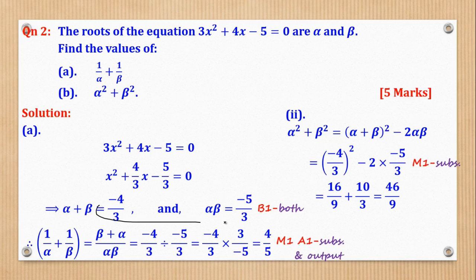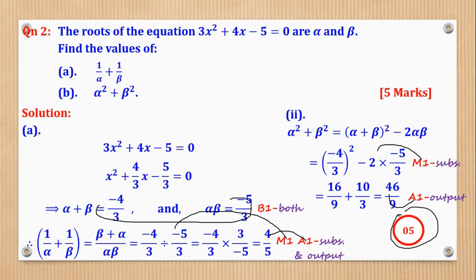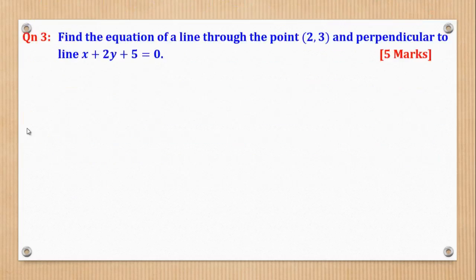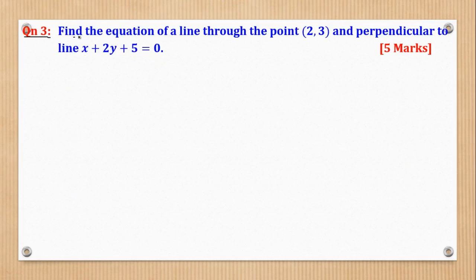So 1 mark would be for both this sum and product, 1 mark for the substitution, 1 mark for the output, 1 mark for substitution, 1 mark for output, and that's how the 5 marks would come about. So what disturbed most students is this negative. Some of them were just writing 4 over 3, which makes everything not okay.